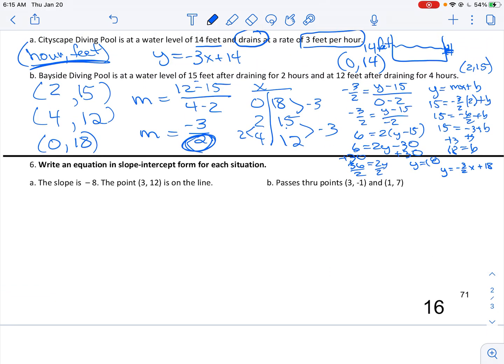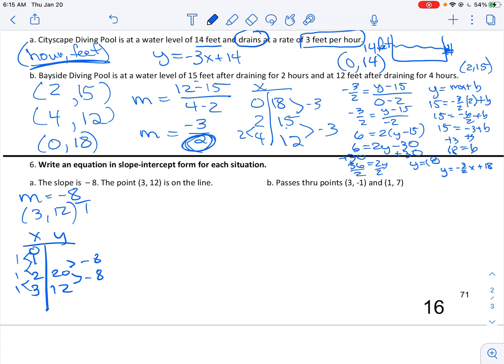Last but not least, we have a slope and we have a point. Okay, again, we could do the table way where we have 3, 12 and we go back. And so this is 8 over 1. So if I have these going up by 1, that means that something minus 8 will get 12. That would be 20. Something minus 8 will get 20. So that would be 28. Something minus 8 would get 28. So that would be 36.